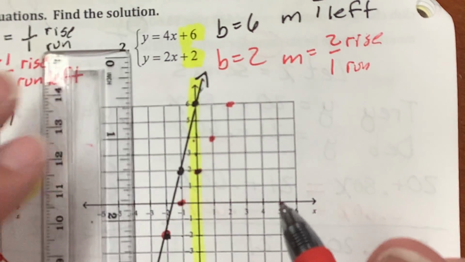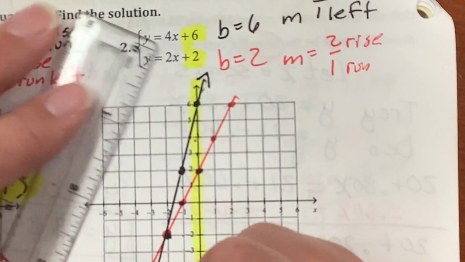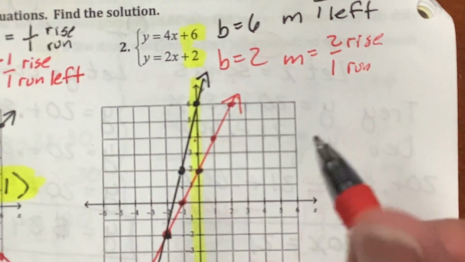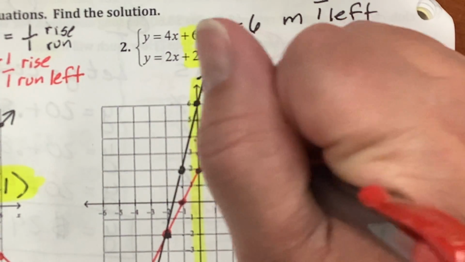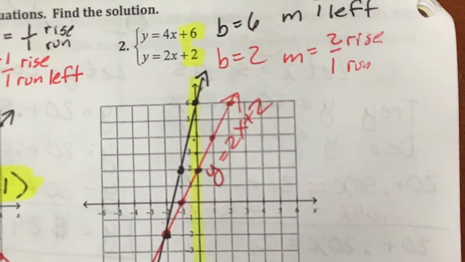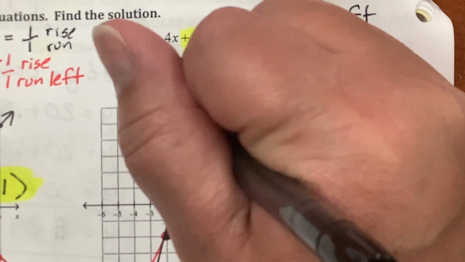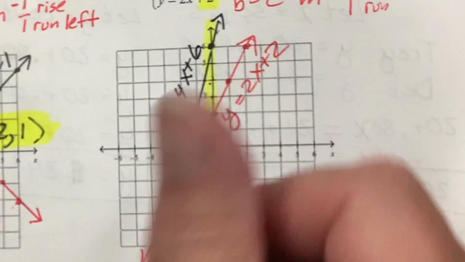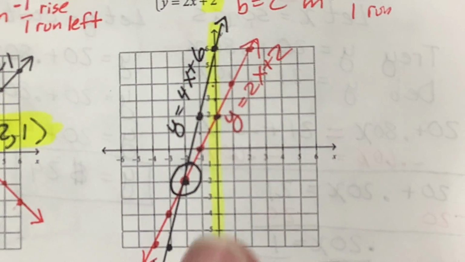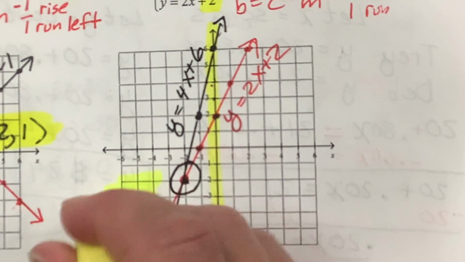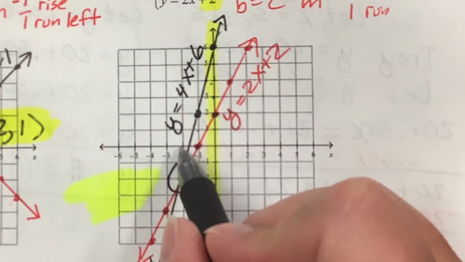I like it better when I put more points and then I can actually see where they cross before I draw my line. Okay, and the red line is y equals 2x plus 2, and the black line is y equals 4x plus 6. Circle where they cross. And where do they cross? -2, -2.